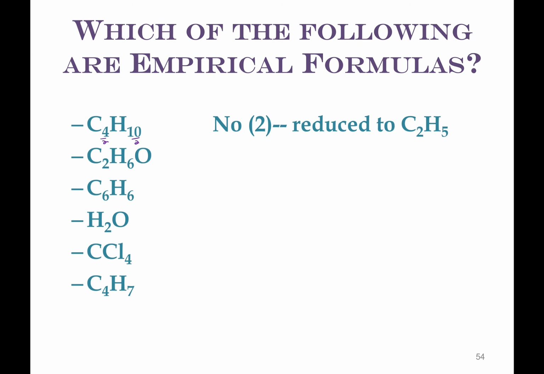C2H6 looks like it could be reduced because we can divide these, but remember this is a 1. So this is an empirical formula because we have even, even, odd. Anytime we have even numbers and odd numbers mixed together, we're going to have an empirical formula.